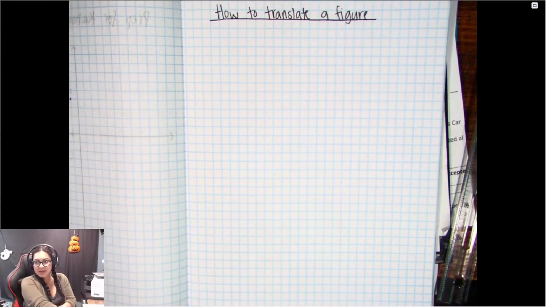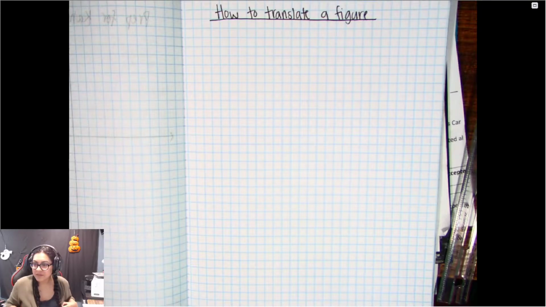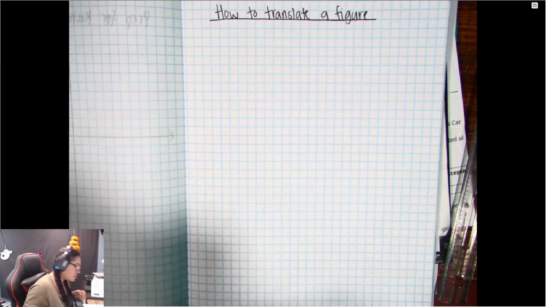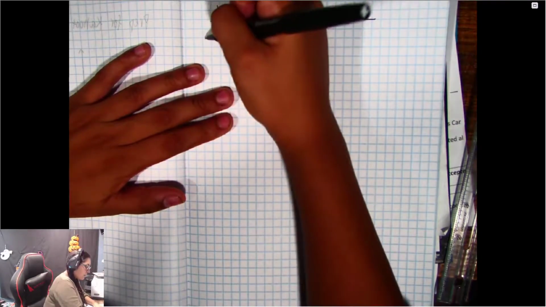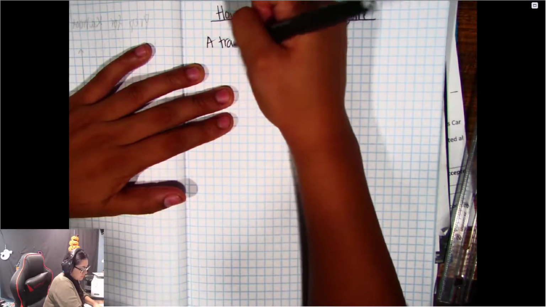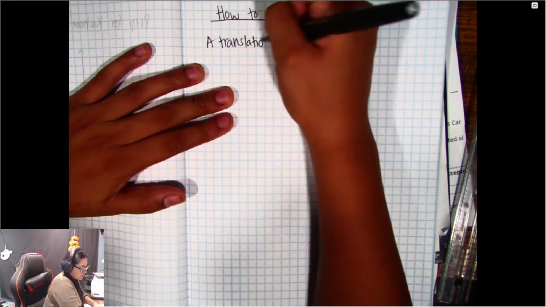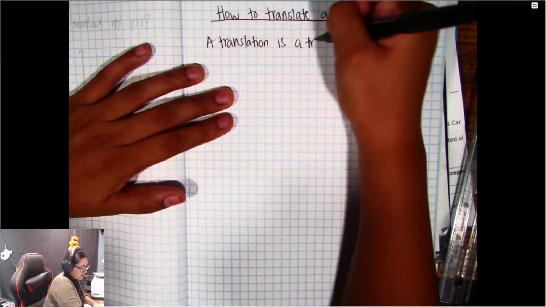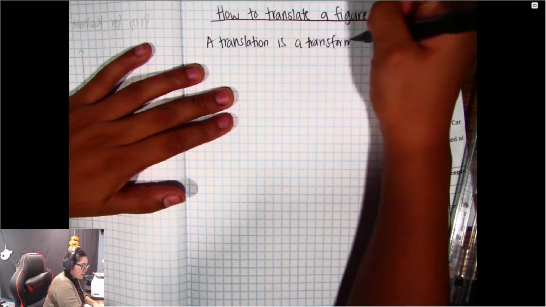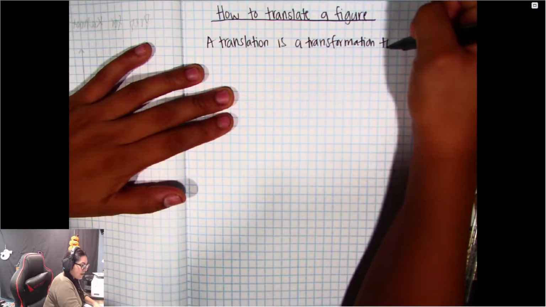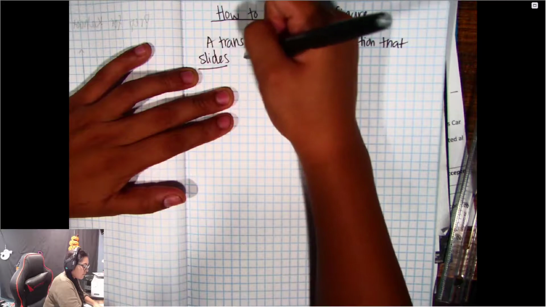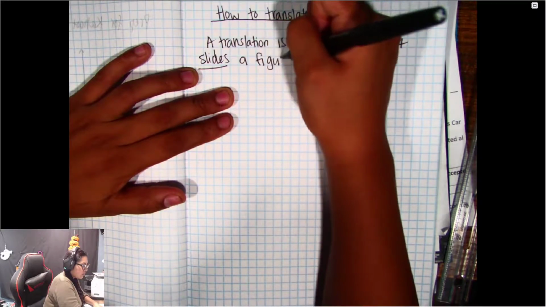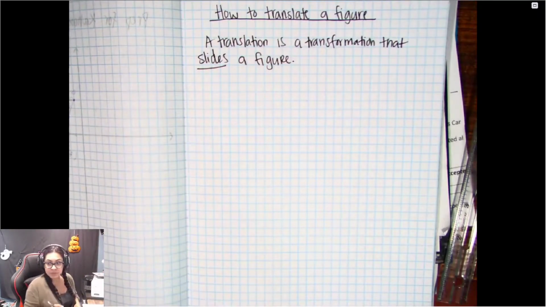Okay, so I'm going to briefly show you how to translate a figure if you need to see it or you need a refresher. Just to remind you, remember that translation is a type of transformation, right? A translation is a transformation that slides a figure, okay? So just remember that we are doing the action of sliding.